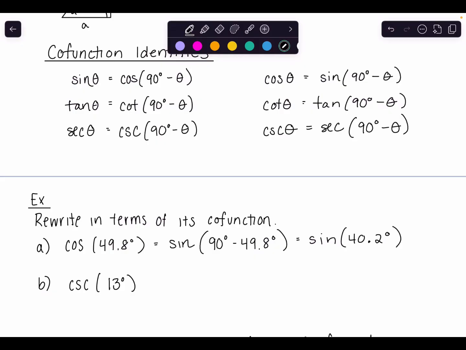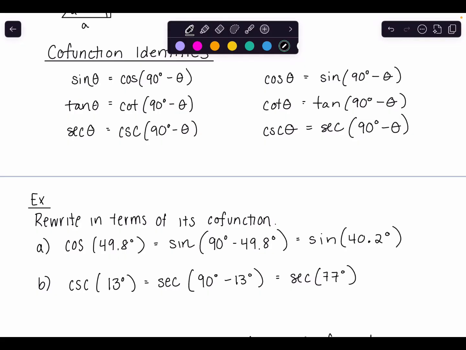If I'm starting with cosecant of 13, cosecant and secant relate to each other. And then again, I've got to find the complement of 13. So I do 90 minus 13 degrees. So 90 minus 13 would give me 77. So cosecant of 13 degrees is the same thing as secant of 77. Okay?